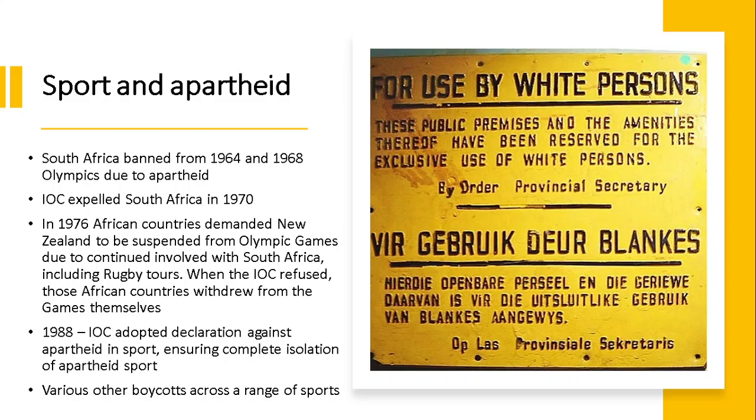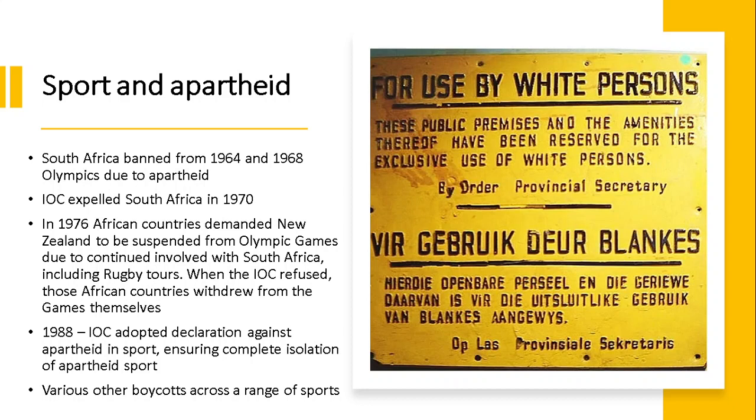Now, interestingly, New Zealand's rugby team continued to be involved with South Africa, including touring the country in the 1970s, leading to African countries demanding New Zealand be suspended from the Olympic Games in 1976. And when the International Olympic Committee refused, those African countries actually withdrew from the Olympic Games themselves.